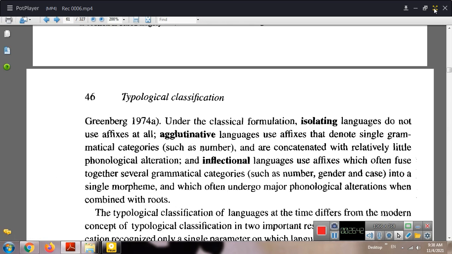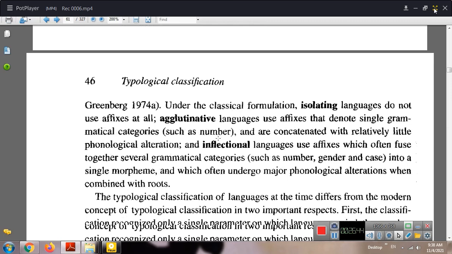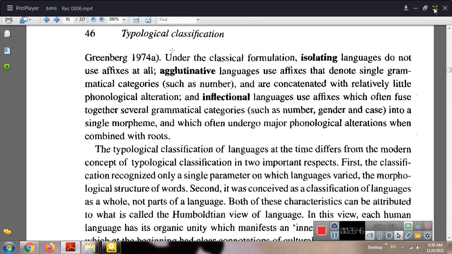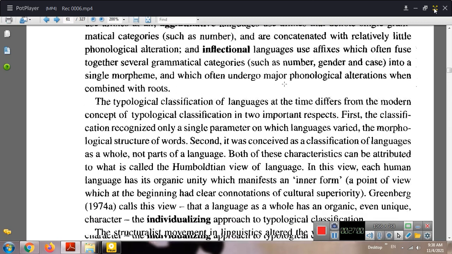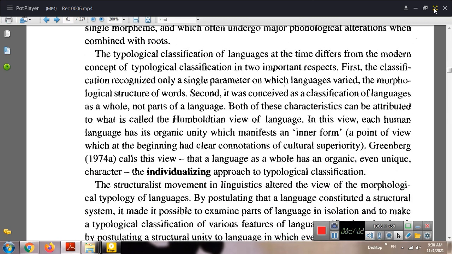Dear student, here we have the definition of these types. You should know them. Maybe I give you the definition of one of them and I want you to find its type, or maybe I give you, for example, agglutinative, and I want you to find its definition. Therefore, you should know the definition of these types.